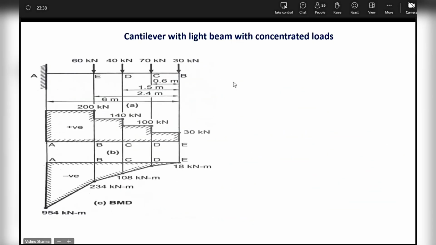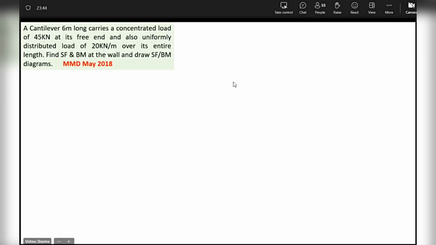Now, let me just go to our questions. Why waste time here? Okay, let's take this one. It's MMD 2018, a cantilever. Now, guys, you have to read the question carefully in the first place. If the question says left hand supported, then you have to make it left hand supported. If the question says right hand supported, then you have to make it right hand supported. If the question does not say anything, then you can make it whichever way you feel comfortable.